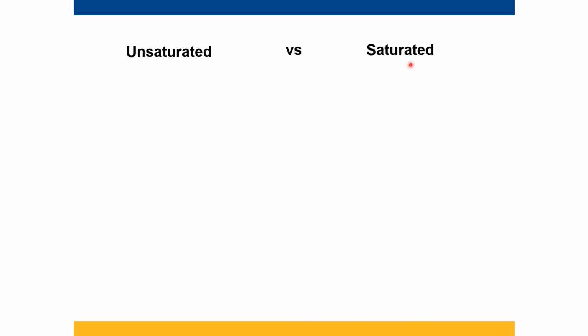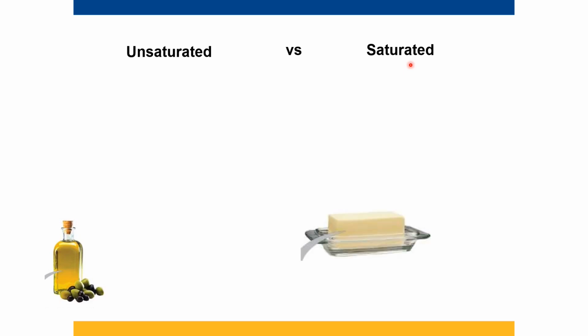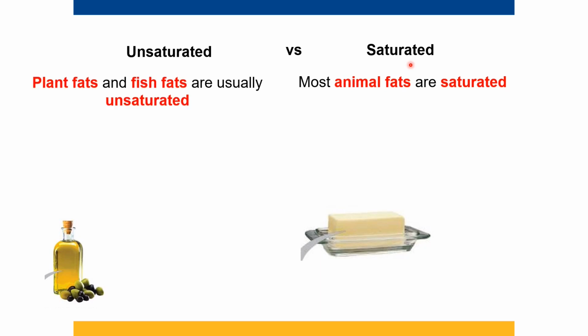Now in this slide, I'm going to compare the unsaturated and the saturated fats. I'm not only going to talk about the chemical structure, but also about other topics, for example, the effect on human health. An example of an unsaturated fat is olive oil, and an example of a saturated fat is butter. Most of the animal fats, unfortunately, are saturated, while the plant fats and the fish fats are usually unsaturated.